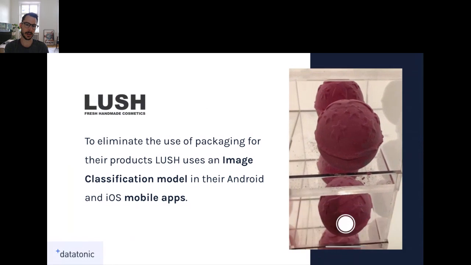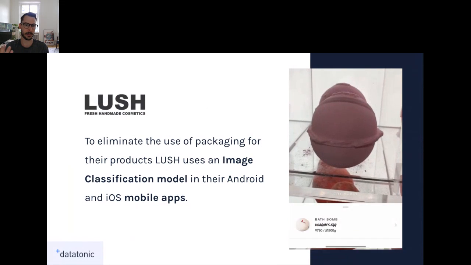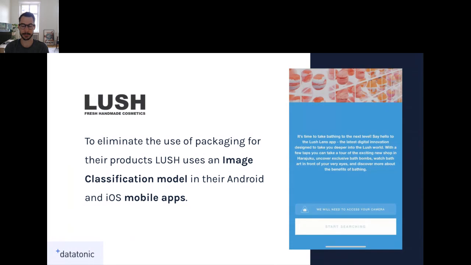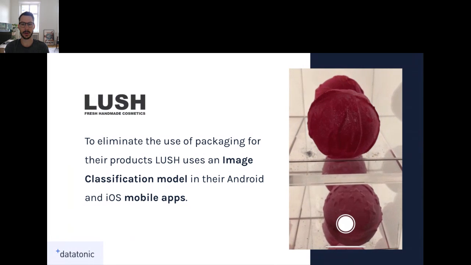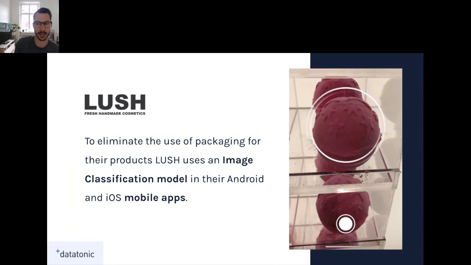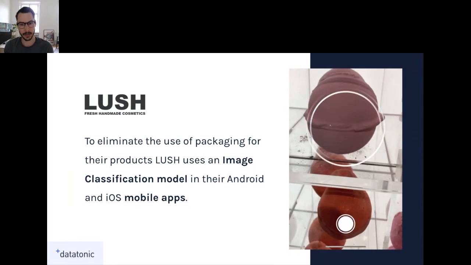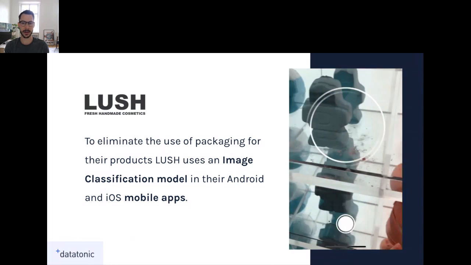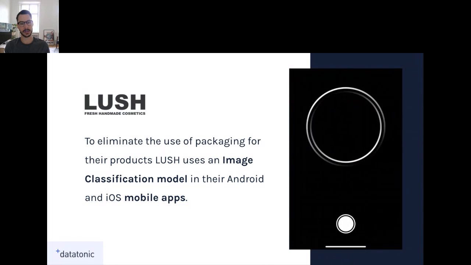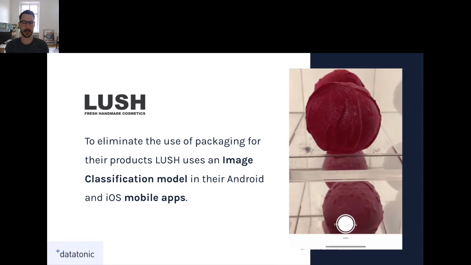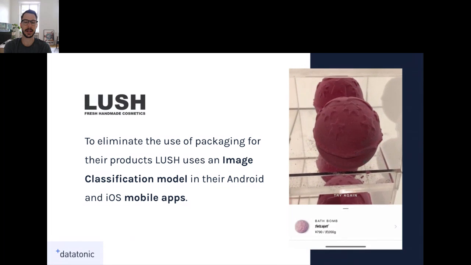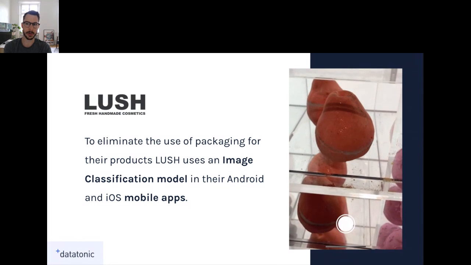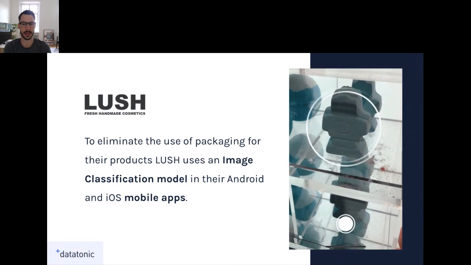Because these are cosmetics products, and of course you take them home, you put them on your skin, you take them in your bathtub, you need to be aware of what's inside. So this digital label is based on computer vision and a classification model. And when we started working with Lush, they already had a prototype of this available for iOS, but there were some issues with it. First, it was not available for Android, excluding a large part of the user base. And secondly, its performance was just hit and miss. So it would maybe recognize products in 50% of all cases.